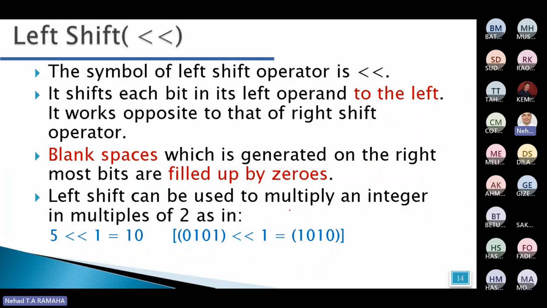Actually, if we make a shift by only one digit, it's like multiplying the integer by 2. So 5 shifted 1 is equal to 10. Why? This is the 5. Shift one digit. This means if we shift to the left, this one comes and 0 is filled here. So it becomes 1010, which is 10, because this one is 2, this one is 8. So 2 plus 8, which is 10.